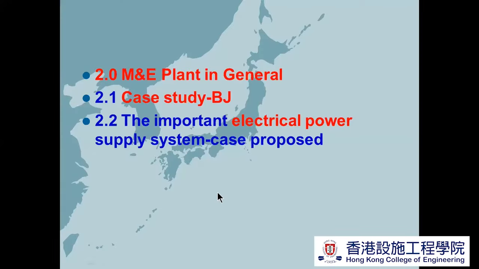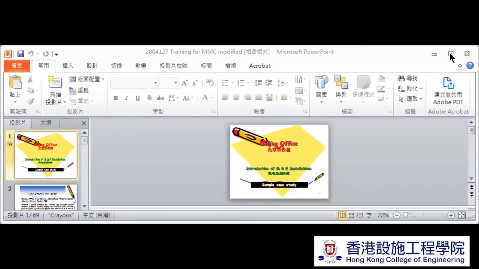So let me show you the second part of the M&E plan in general. There's a case here which I would like to share with you. It's a Beijing case, and it's one of our clients. Let's see how it goes. Okay, I believe you can see my screen now.